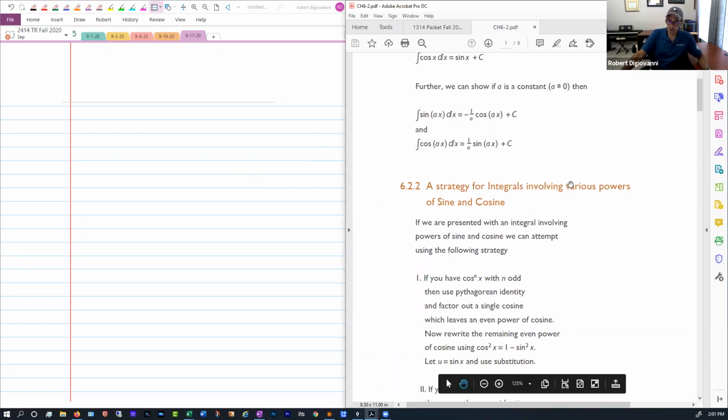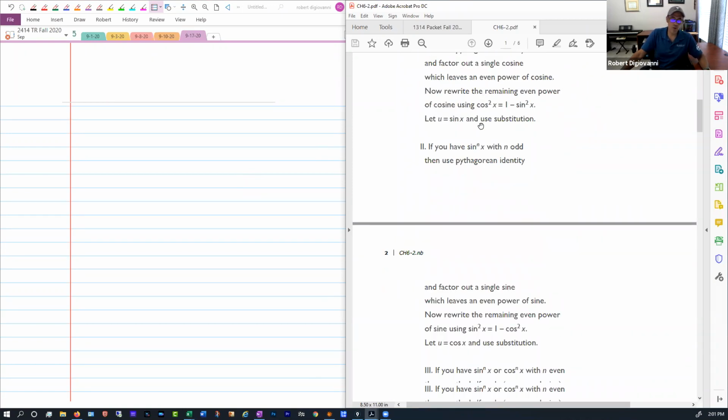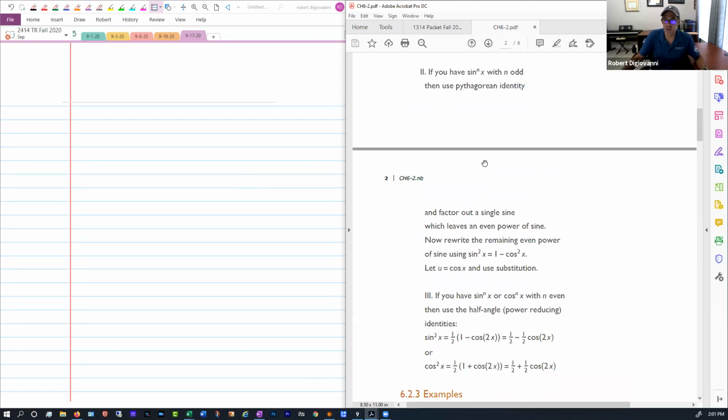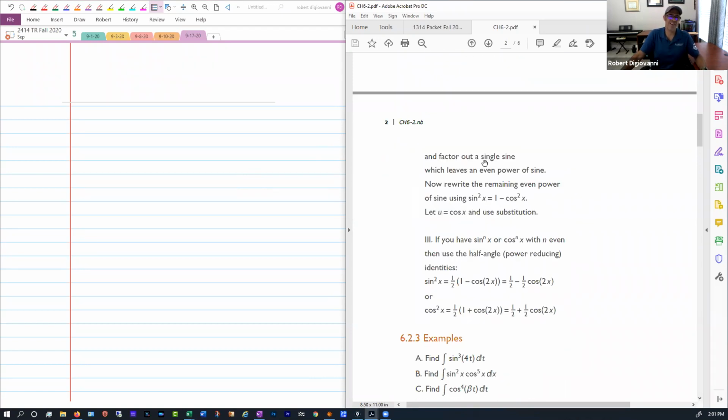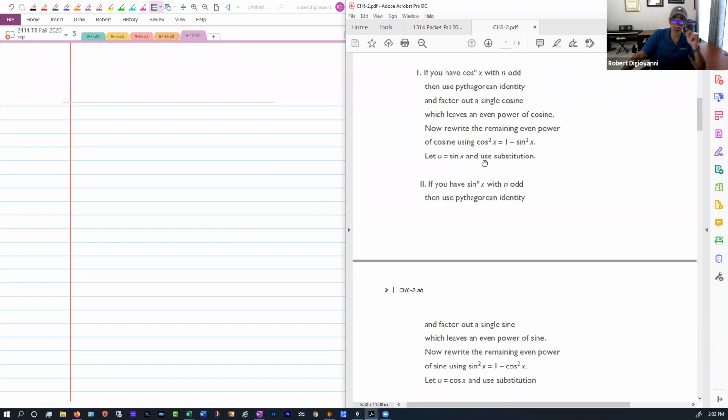Okay. Various powers of sine and cosine. So here's a strategy, and I'm not going to read through it yet. We're going to do a problem, and as we do the problem, we're going to read through the strategy, because if I just read it all out to you, you'll be like, what the hell? The important thing to know is that to use this strategy, there are a few formulas from pre-cal we need to be familiar with.